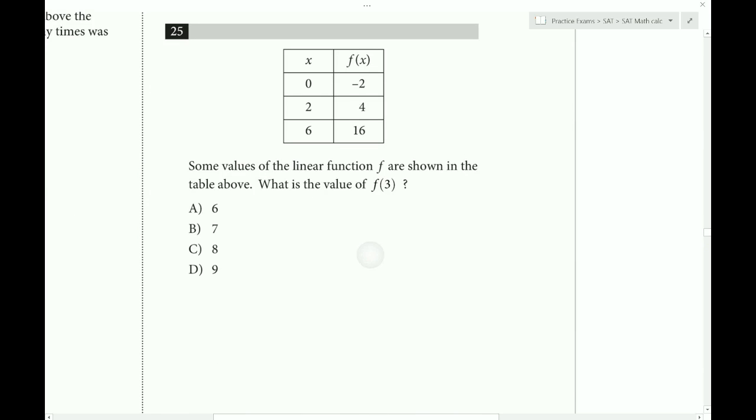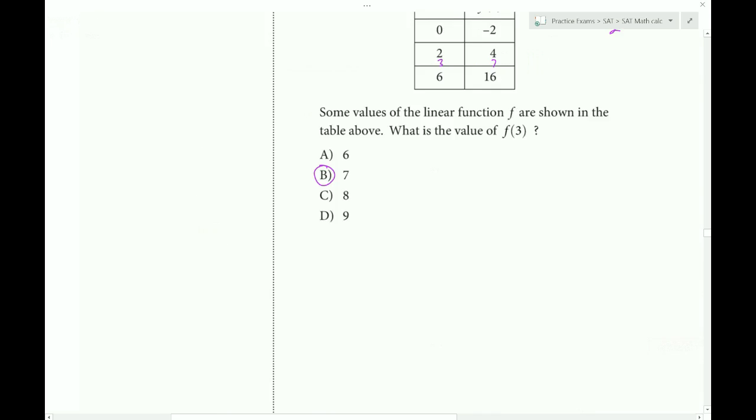Some values of the linear function f are shown in the table above. What is the value of f of 3? So we want to plug in an x value of 3. Well, we could find the slope, right? That'll help. So it looks like it went up 6, and this went up 2. So the change in y is 6, change in x is 2, so the slope is 3. Which means every time you change x by 1, you're going to change y by 3. So if I wanted to go to 3 here, I'd have to go up 3 here to go to 7. Okay, change in y would be 3 for a change in x of 1.